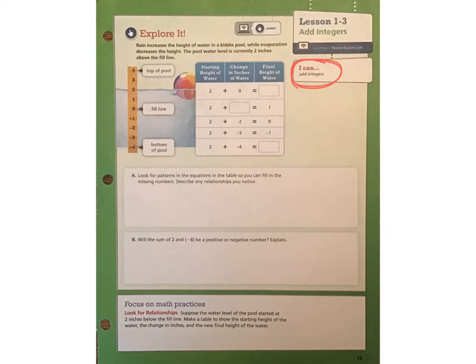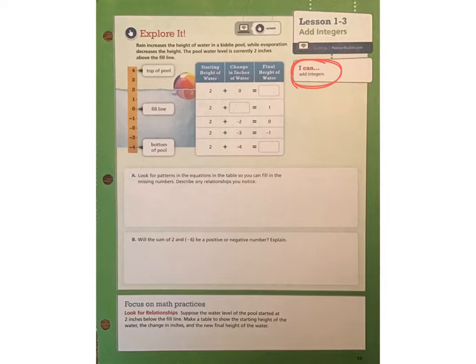Lesson 1-3, Add Integers. The I can statement in this lesson is very simple. All we're looking to do is to add integers together. In other words, we're looking at positive numbers, negative numbers, and zero and how those affect our addition problems. So let's first take a look at the Explore It question.